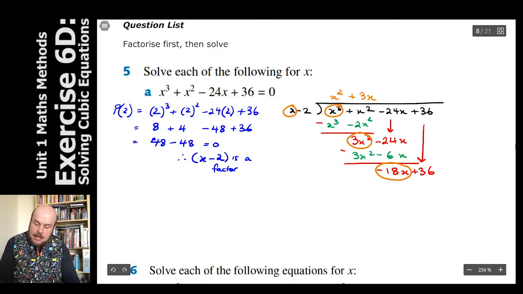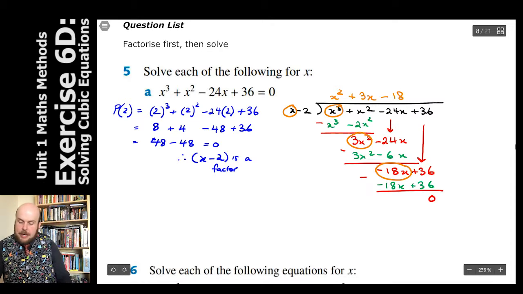Negative 18x divided by x is going to be negative 18. And then negative 18 times x is negative 18x. Negative 18 times negative 2 is going to be positive 36. And huzzah, everything's worked out because we've got a 0 remainder.